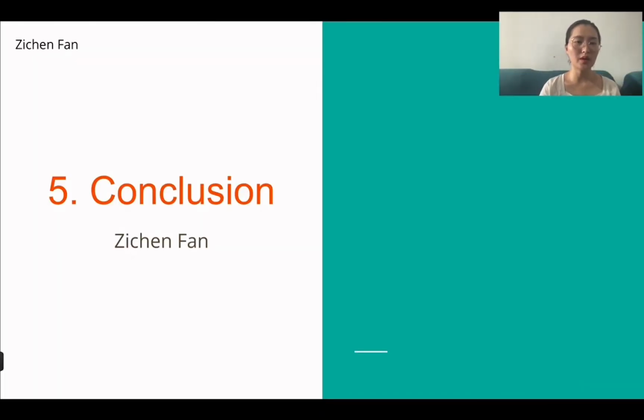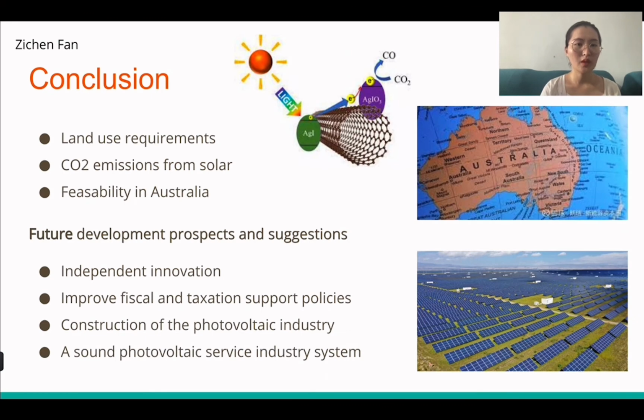Now, I will make a conclusion. Through the above information, we have a certain understanding of solar energy in these 3 aspects: land use requirement, carbon dioxide emission from solar, and feasibility in Australia.